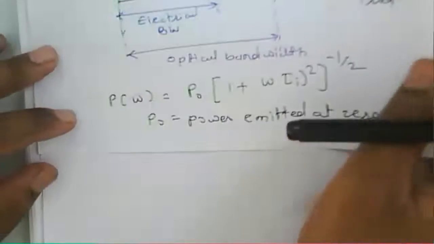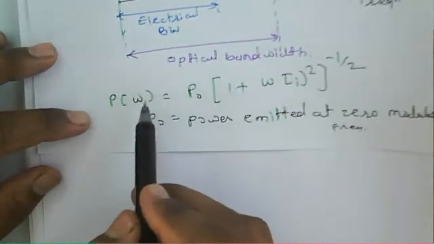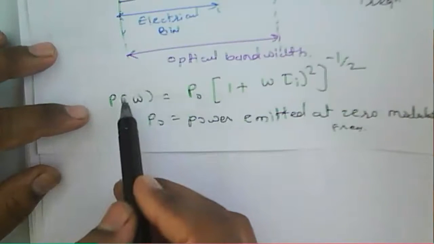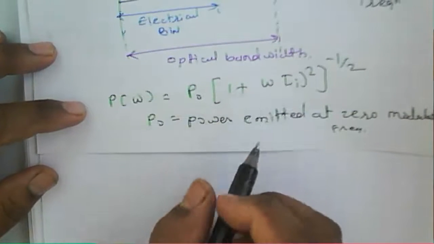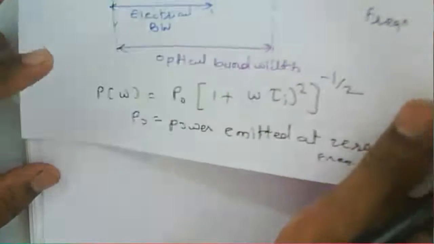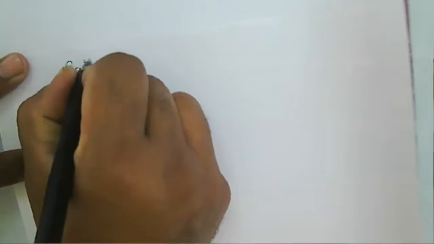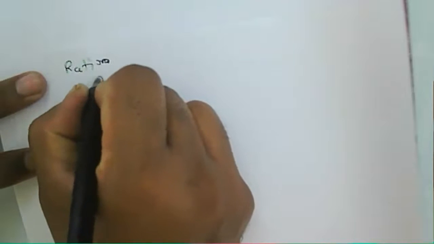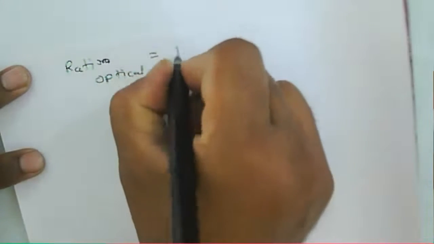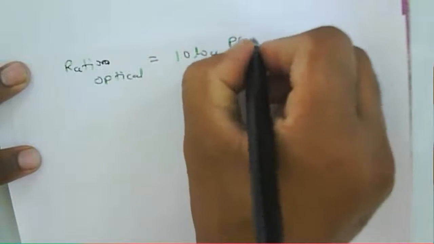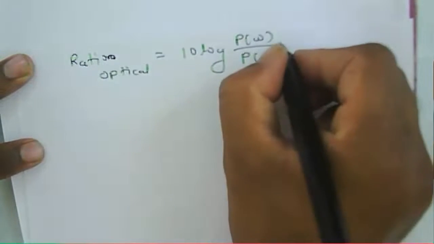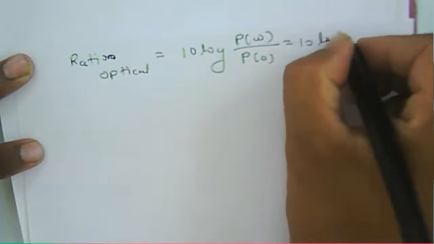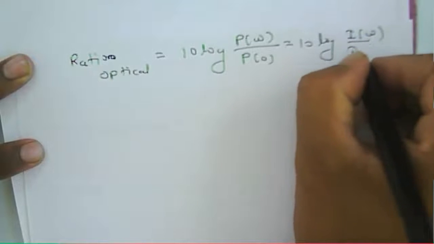So that optical source will generate the power, and that is P of W is equal to P0 by this one. And then we can calculate that ratio of the optical power. That ratio, for the optical ratio, will be equal to what? 10 log of P of W by P of 0, or 10 log of I of W by I of 0.